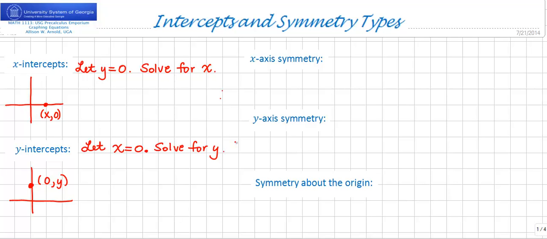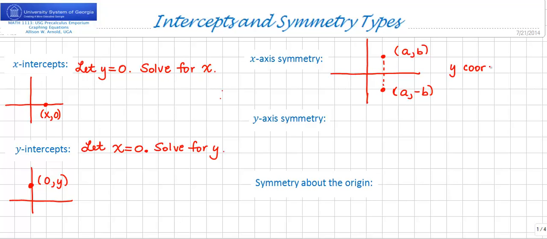I'd also like to speak to you about symmetry types. The first type of symmetry I'd like to discuss with you is x-axis symmetry. You have x-axis symmetry when every ordered pair on the curve has a mirror image of itself about the x-axis represented on the curve. That would mean that all of the x-coordinates are the same, but the y-coordinates are opposite.